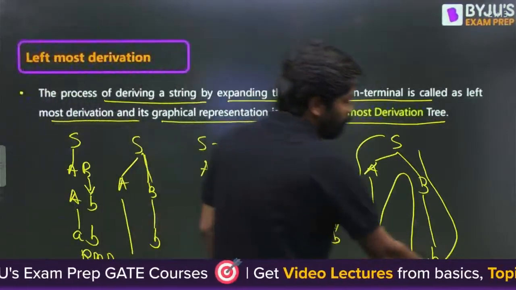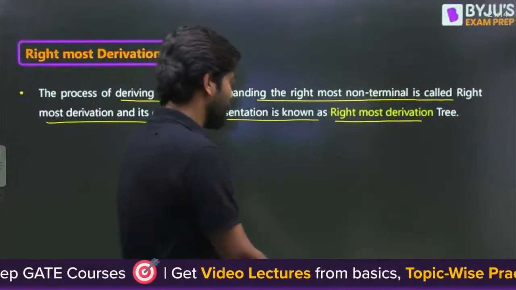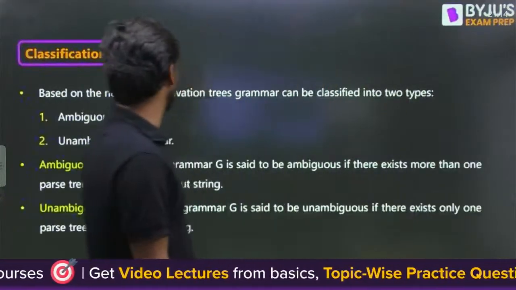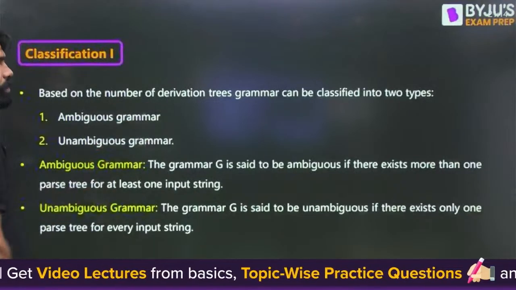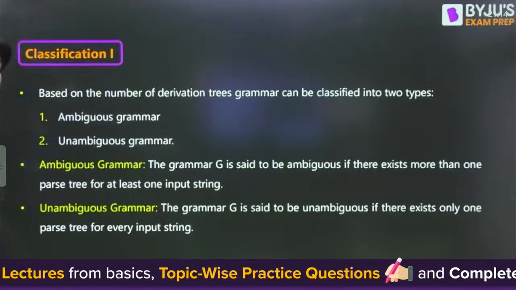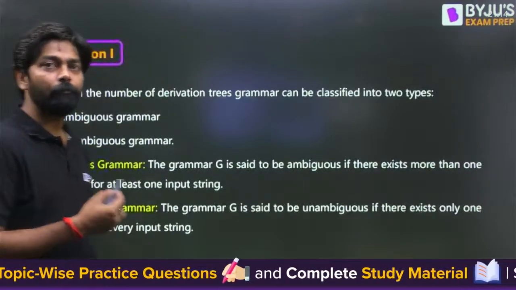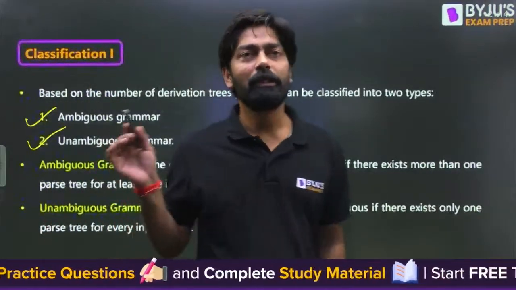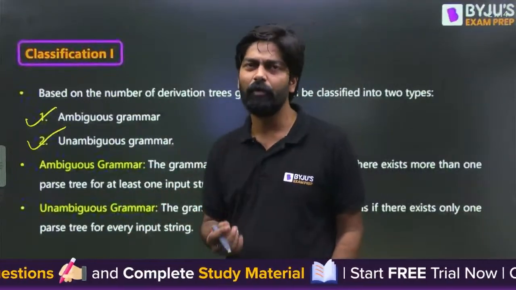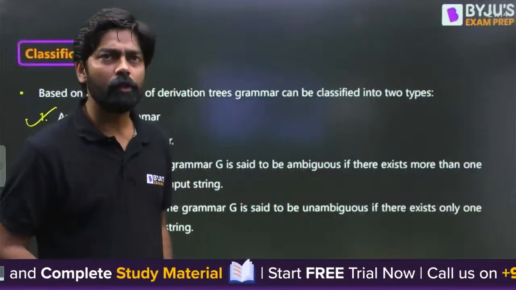Okay, now see clearly. I think we have done leftmost and rightmost. Based on the number of derivation trees, grammar can be classified into two types: ambiguous grammar and unambiguous grammar. Now the problem has started. They will ask questions from here also. Be there for one more minute, and definitely you will be able to solve some problems.